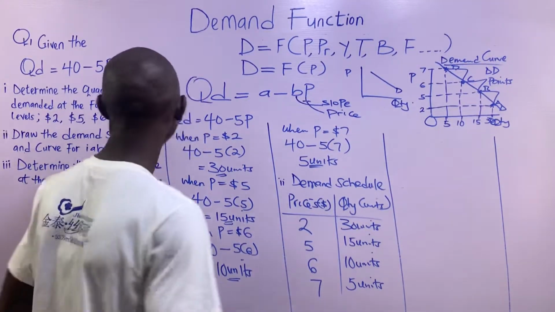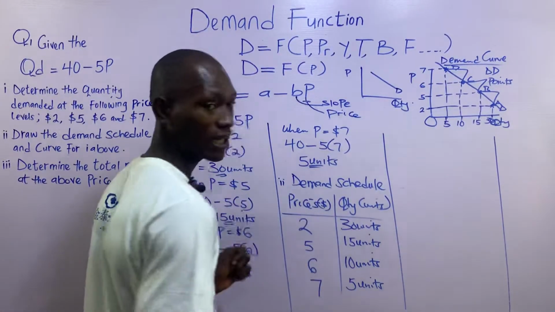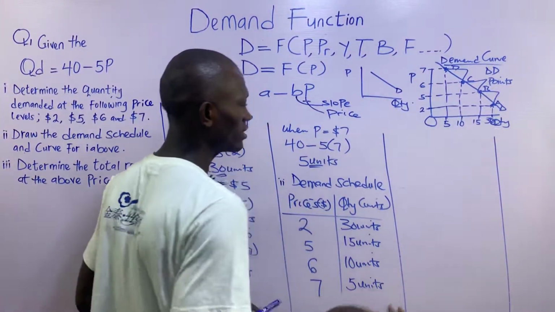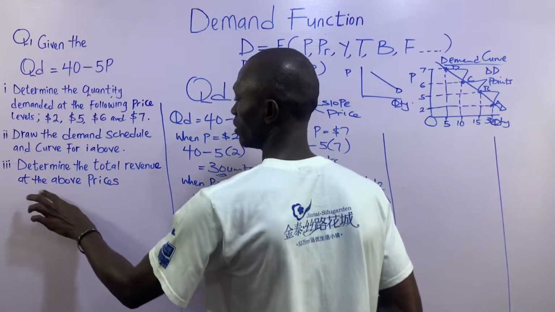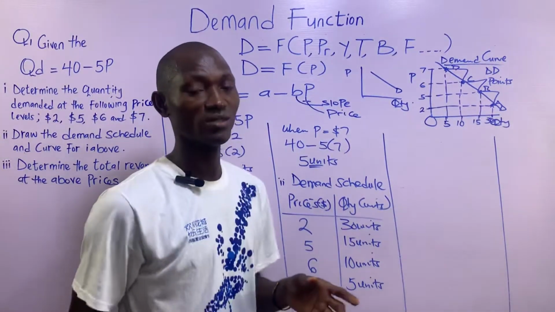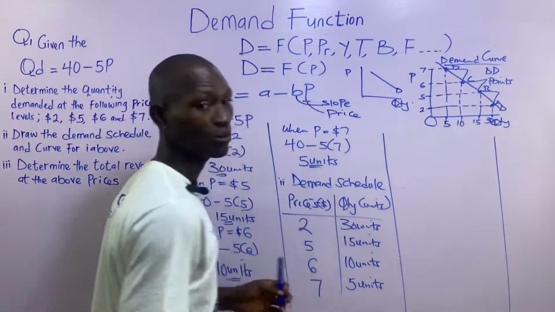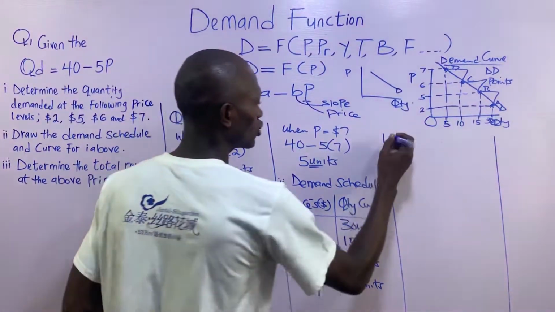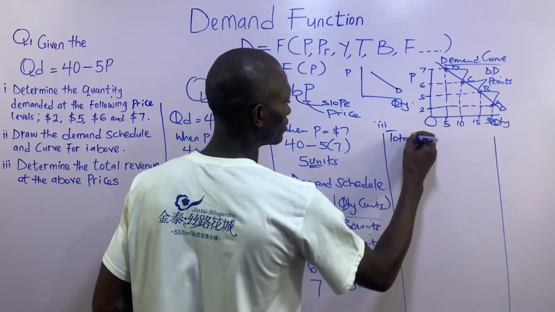And lastly, we have the third part of the question. So let's go about that. The third part is determine the total revenue at the above prices. So total revenue, you need to understand that. How do you get that? Total revenue, very simple, easy peasy.